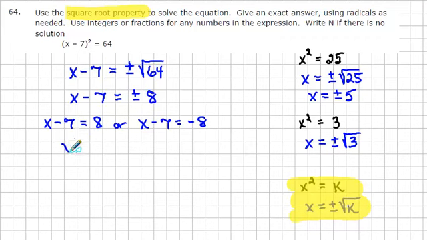For the first equation, we get x is equal to 15. For the second equation, we get x is equal to negative 8 plus 7, which is negative 1. And remember, you can always go back and check your solutions. If we substitute 15 for x, 15 minus 7 is 8. The square of 8 is 64. That checks out. If you substitute negative 1 for x, negative 1 minus 7 is negative 8. And the square of negative 8 is also 64. So 15 and negative 1 are the solutions to this equation.